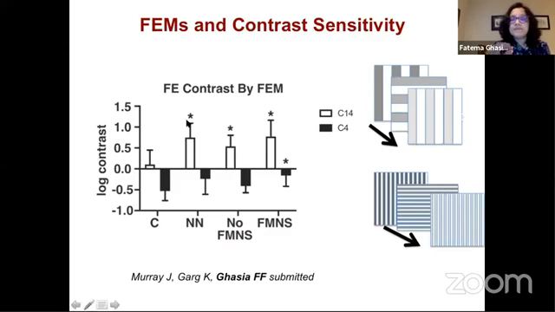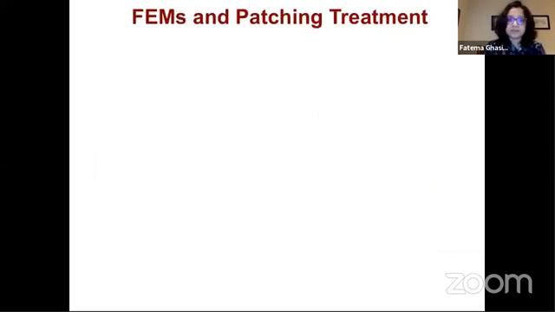Now, interestingly, the fellow eye of patients both with and without nystagmus, all three groups, had thresholds for the high spatial frequency that were much worse compared to controls. In addition, in patients with FMN, besides the high, the low spatial frequency was also affected. So this shows that the fellow eye of amblyopic patients, both with and without nystagmus, have abnormal contrast sensitivity. Patients with FMN have more deficits compared to the other two groups.